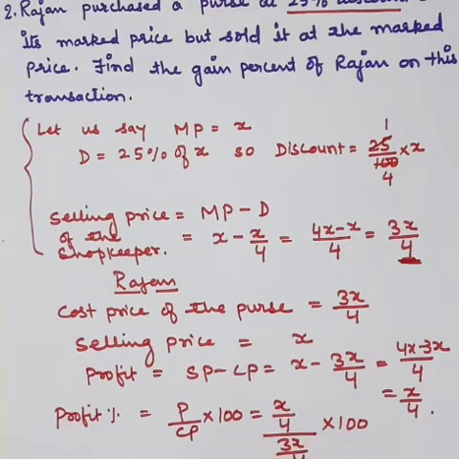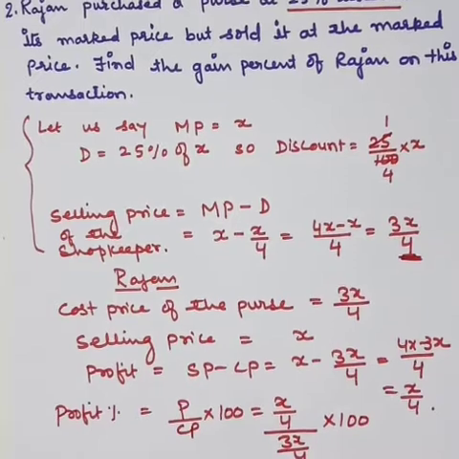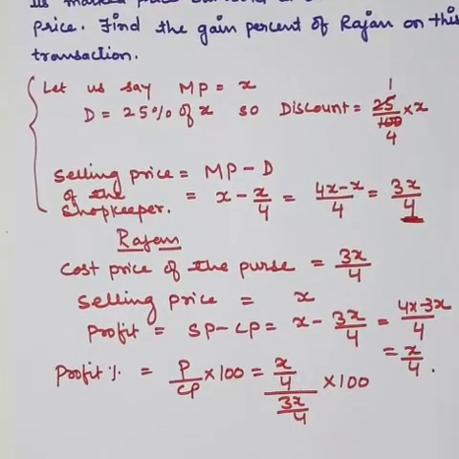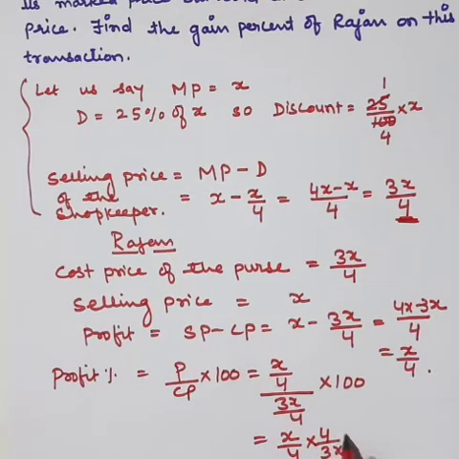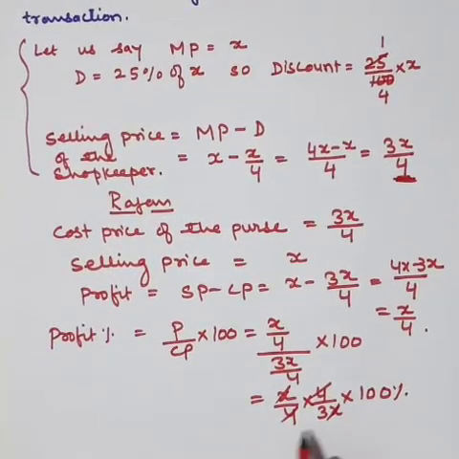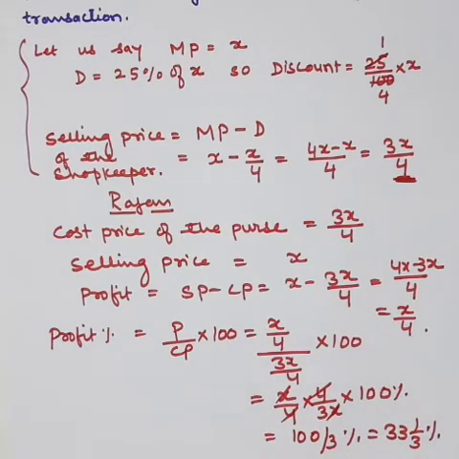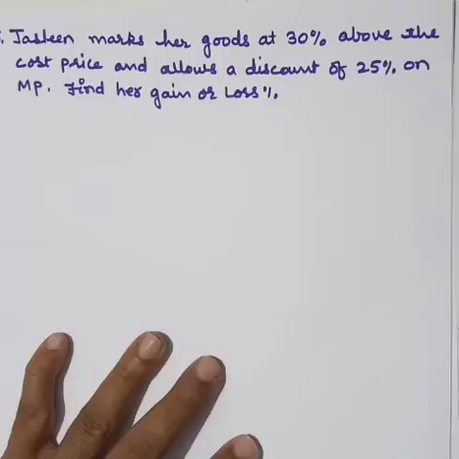Now see, fraction divided by fraction, how do you do it? Like say x by 4 divided by 3x by 4. Now this 3x by 4 will turn up into 4 by 3x into 100. Now x cancelled, 4 cancelled. So this will be 100 by 3%. That is 33 1 by 3%. Okay.